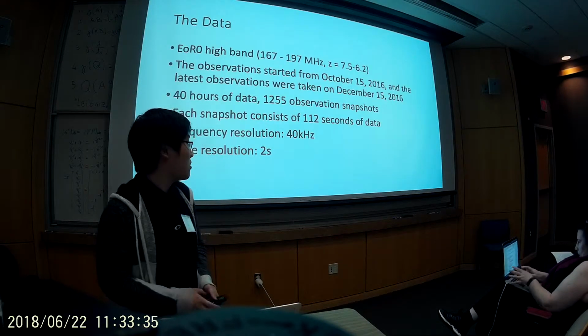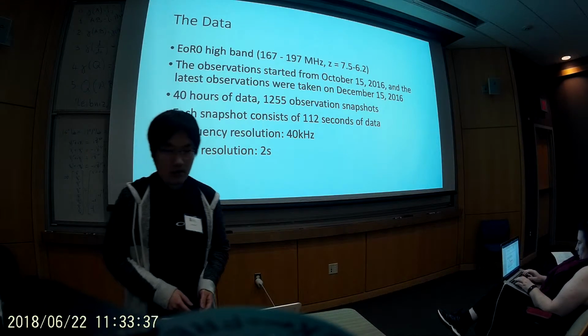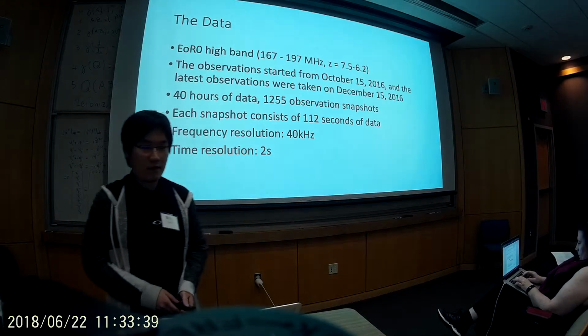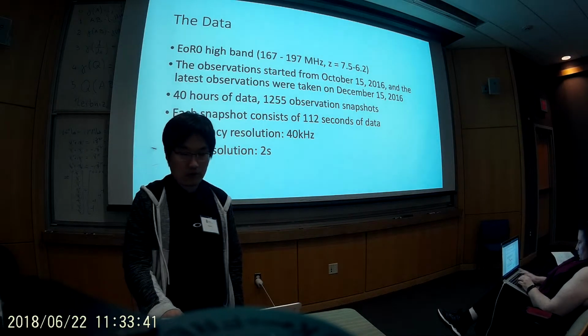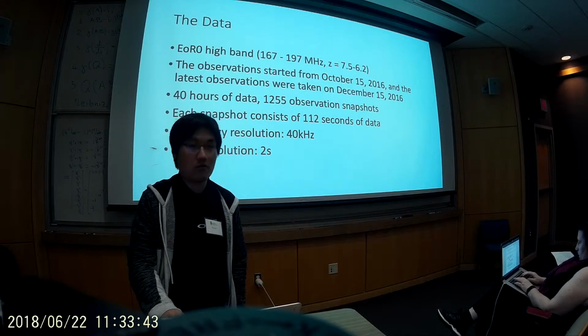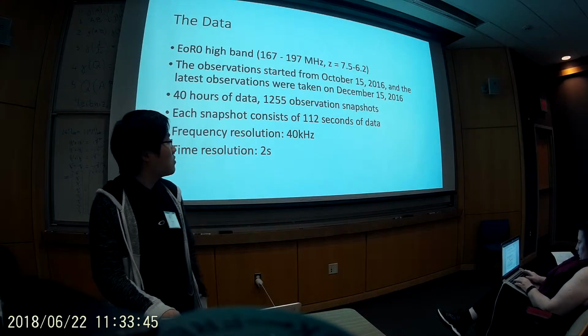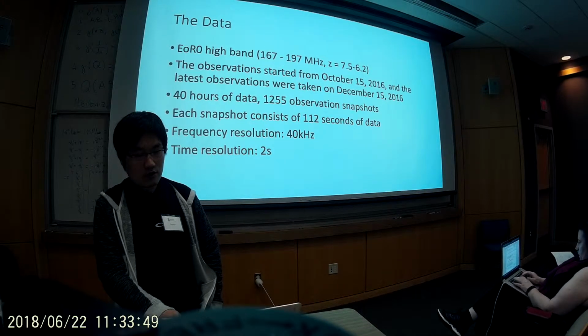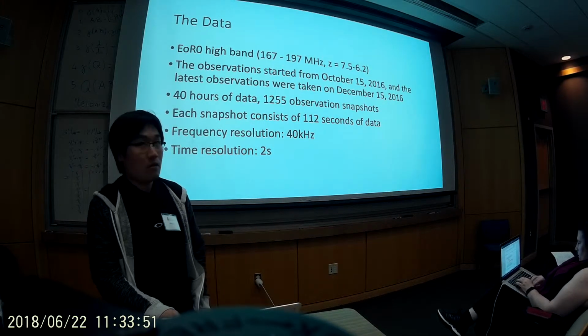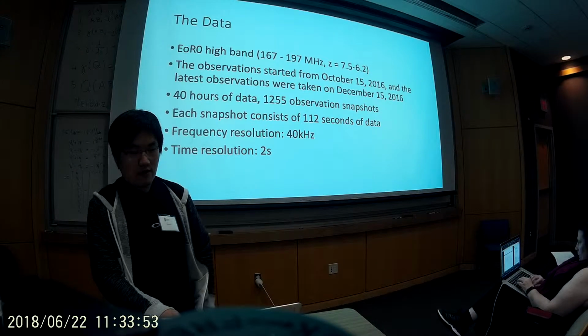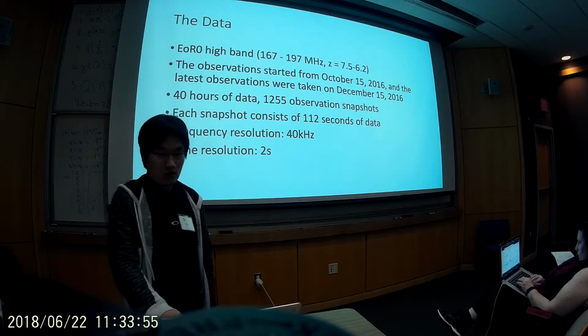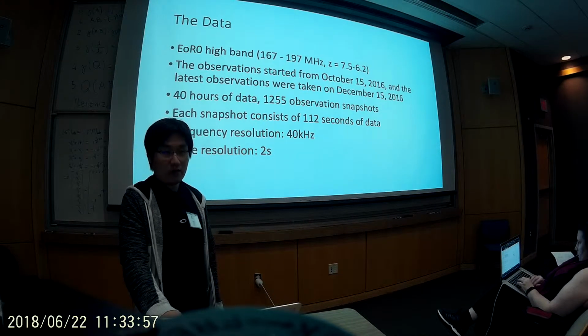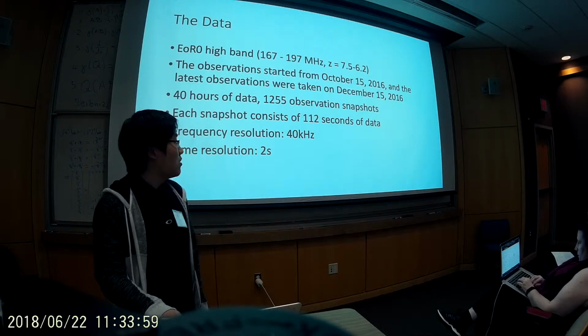The data I'm looking at comes from the EOR 0 high band, corresponding to Redshift 7.5 to 6.2. The observations were taken in 2016 from October to December. There are 13 days of data, 40 hours in total, 1,255 observation snapshots.